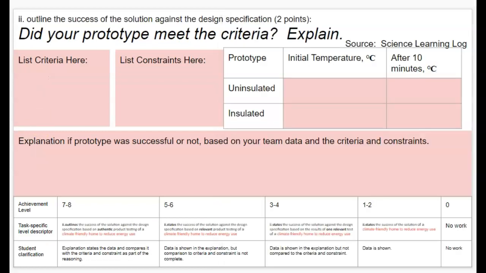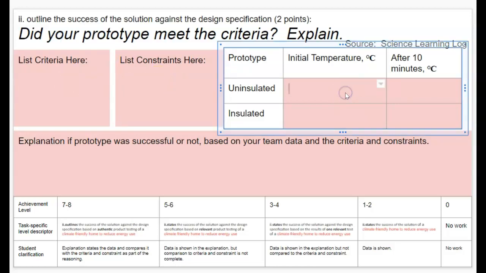Next would be slide 4. For slide 4, this is where you put all of your data from testing your prototype for both uninsulated and insulated. So list your criteria here, which you can find in your learning log. Those are the ones that we highlighted yellow. And then list your constraints here, which is also in your learning log.